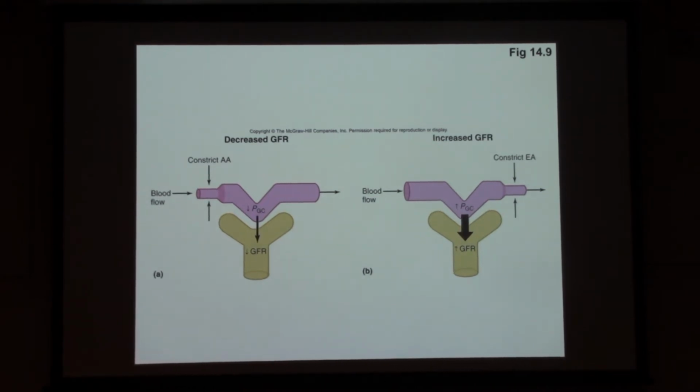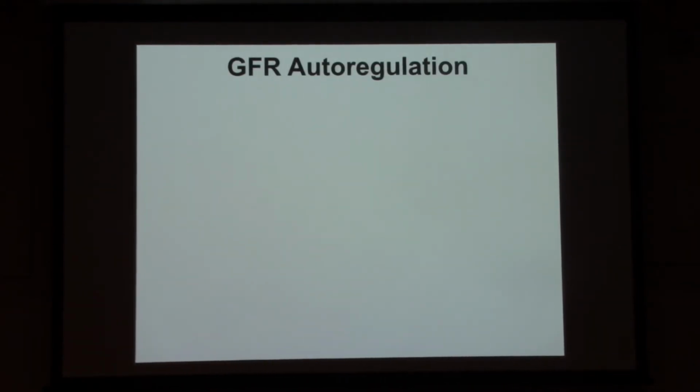Which leads us to a discussion of GFR autoregulation. So your kidneys regulate this GFR all on their own. They don't need an influence from your nervous system, for instance, or endocrine system to control GFR and to keep it really stable across that range of blood pressures. Let's look at the mechanisms involved.